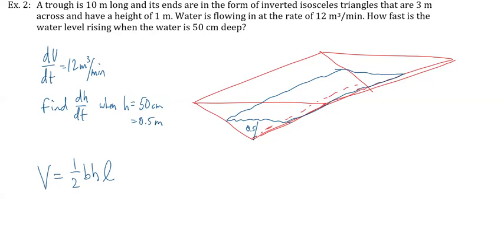So think about this. When it's full, it's 3 meters across and 1 meter in height. At any water level, it'll have that same ratio as long as the trough is level, right? So the base will always be 3 times as wide as the height. I mentioned that before, but not just when it's full, but at any water level. So we could find the base. It would be 3 times the height. Okay, what else? Come on, folks. What else?